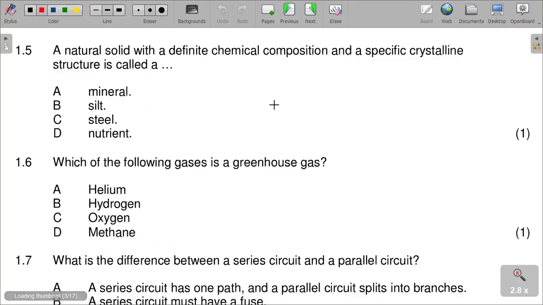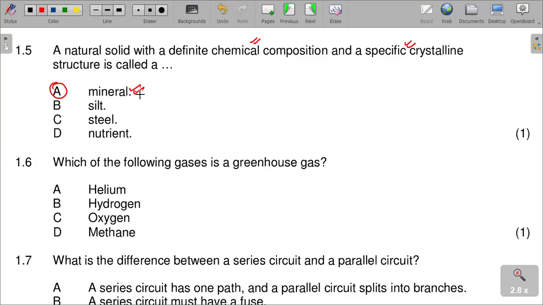Next question. A natural solid with a definite chemical composition and a specific crystalline structure is called dash. It is called a mineral. A mineral is a natural solid with a definite chemical composition and a specific crystalline structure.